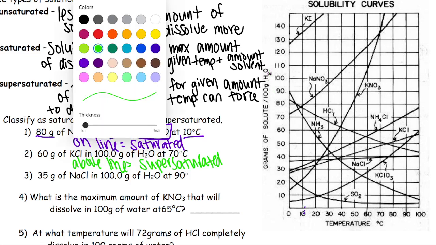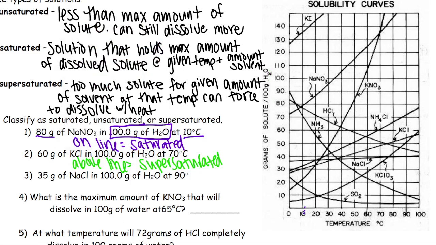Then I'm going to change colors again for my next one. If I have sodium chloride, NaCl, what is my first step? Find the line. Identify which line is going to identify the solubility of that solute. So that's this one. Then 35 grams in 100 grams of water is going to be somewhere between 30 and 40, and then 90 degrees Celsius is here. So go up, find the 30 line, and then go halfway.